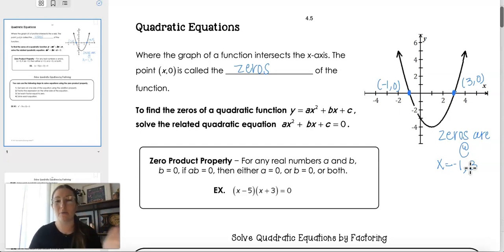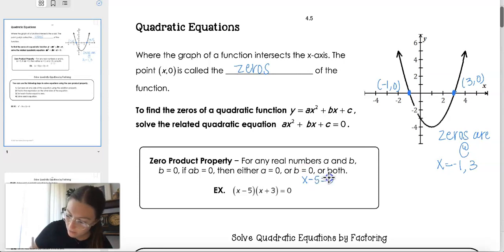So that is why, when we solve quadratic functions and we get it all factored down to this point, we set each factor equal to 0. So x minus 5 equals 0. And then we go ahead and solve that, right? We add 5 to both sides, so we get x equals 5.